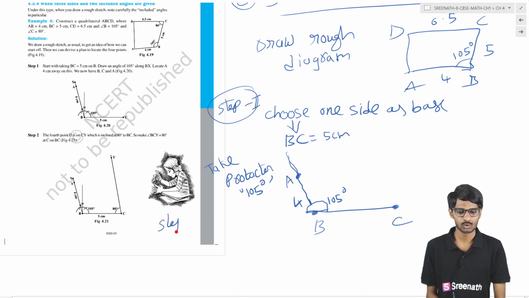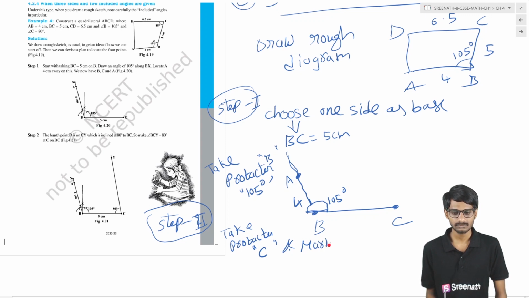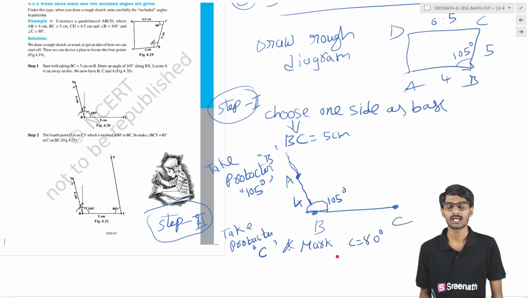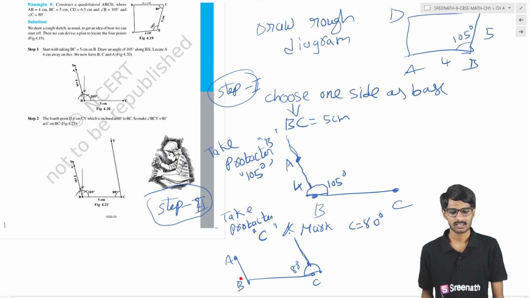What is the second step? Step 2. Take the protractor at C and mark angle C equal to 80 degrees. So finally it will become like this. We are having A here, B here, C here. You have to take the protractor here and mark 80 degrees. So you have to draw a line segment and extend that line, students. Here is 105 degrees, like that, students.